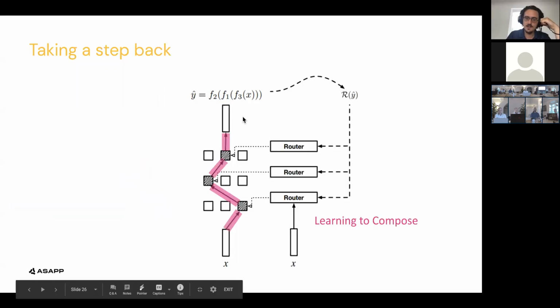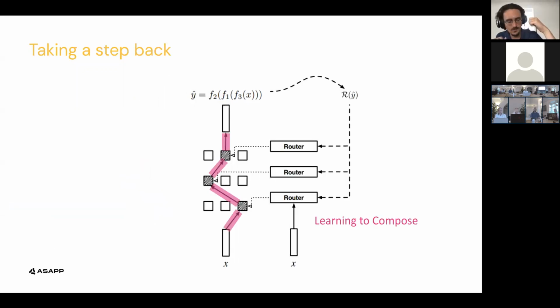The second thing, again, this is after all of today's discussions nothing super exciting, is that we are effectively learning to compose, right? So the router and the reinforcement learner is learning how to combine these individual modules and how to compose them in such a way that they're able to actually solve the underlying downstream tasks that we are interested in.